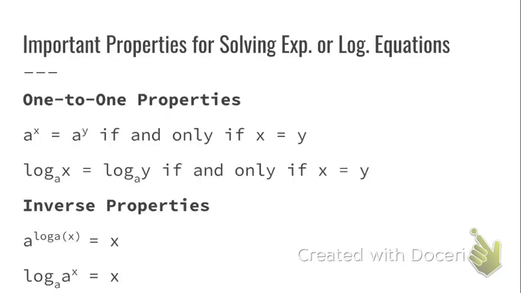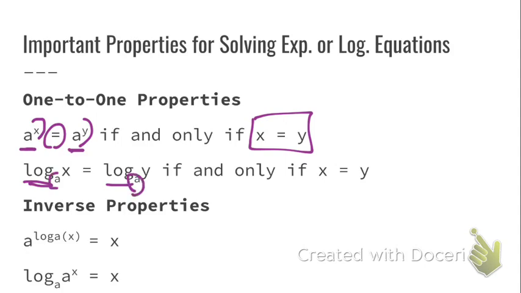So, first, some important properties to remember. Starting from the top, if you have two numbers with exponents that have the same base and they're set equal to each other, you could just set the exponents equal to each other. So we may get equations like that. That's a good property to know. Same thing with logs. If we have the log of x equals the log of y, and the bases are the same, then x must equal y.